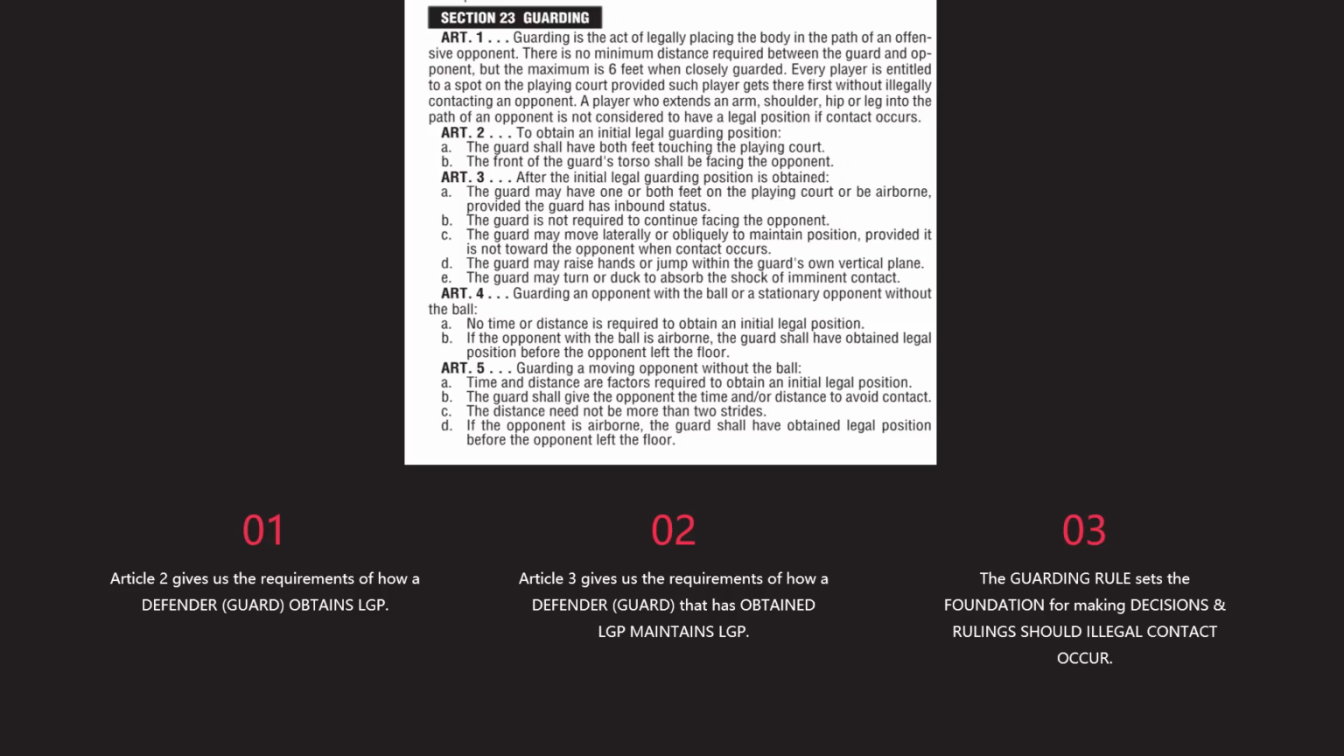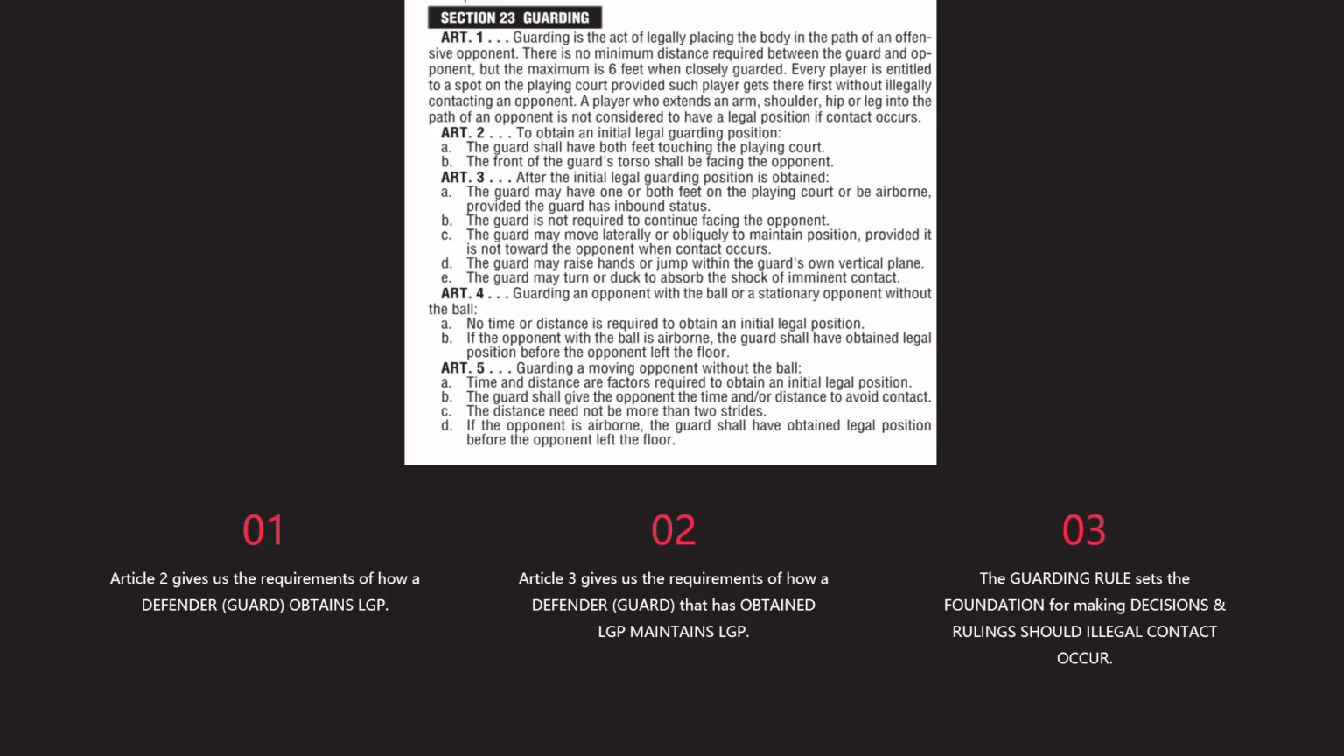Every player is entitled to a spot on the playing court, provided that such player gets there first without illegally contacting an opponent. I want to read this sentence because this sentence is going to come into play when we view plays. A player who extends an arm, shoulder, hip, or leg into the path of an opponent is not considered to have a legal position if contact occurs. Put that in your memory bank for future reference.